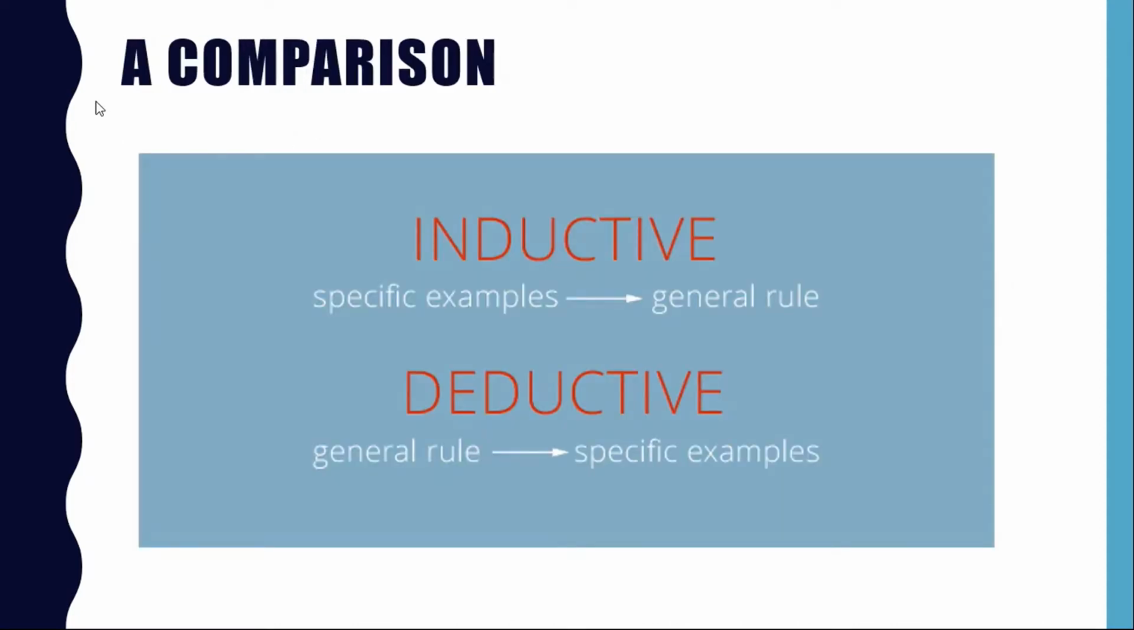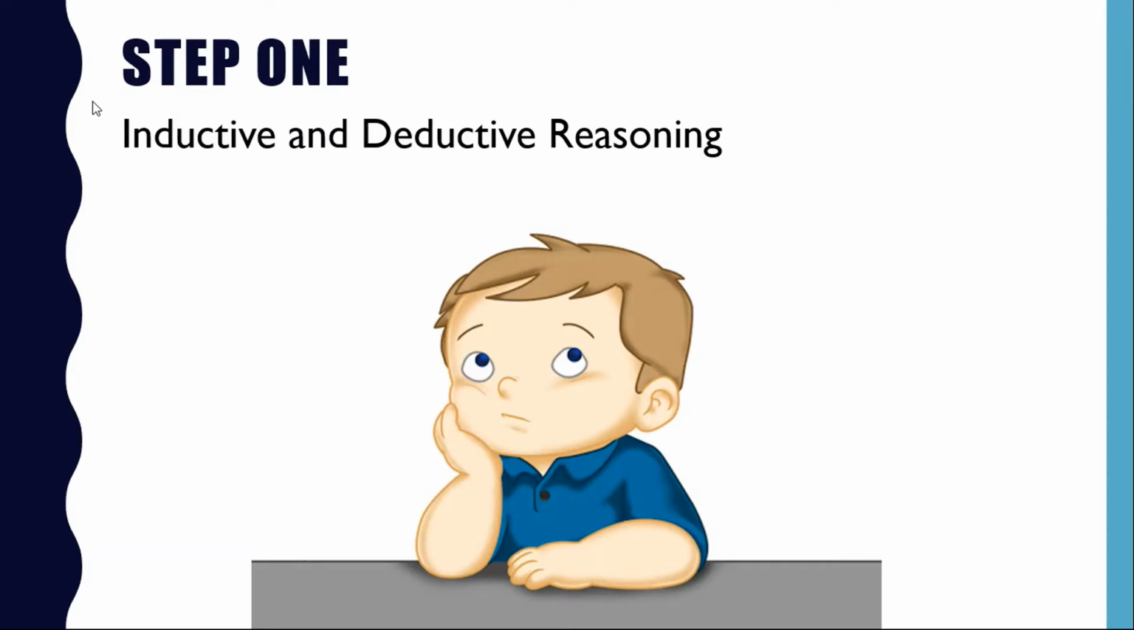So in this chart, we see a simple comparison that shows us that inductive and deductive learning are actually the opposite. In inductive learning, you start with specific examples and you work toward a general rule. In deductive learning, you start with the general rule and you work toward specific examples. So let's take a step back. Before we can understand inductive and deductive learning, we must first look at inductive and deductive reasoning.